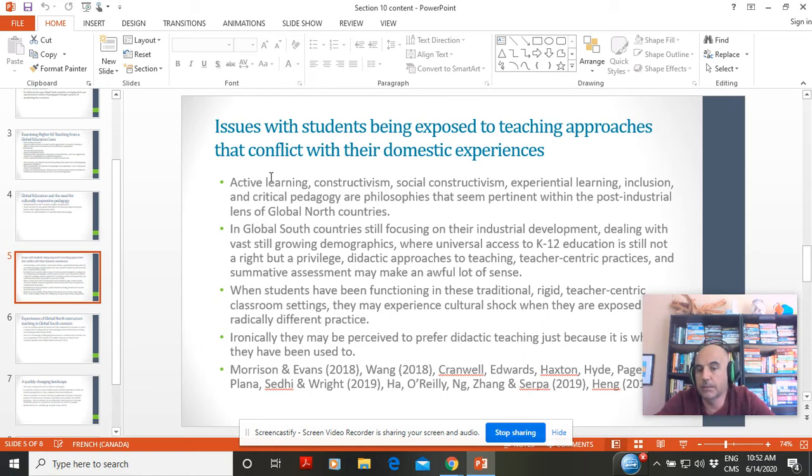But it's not just that. We've seen that active learning, constructivism, social constructivism, experiential learning, inclusion, critical pedagogies are philosophies that are very pertinent to us. But we have to contextualize that. They're very pertinent to us in a post-industrial lens of global North countries. So what do I mean by post-industrial lens?